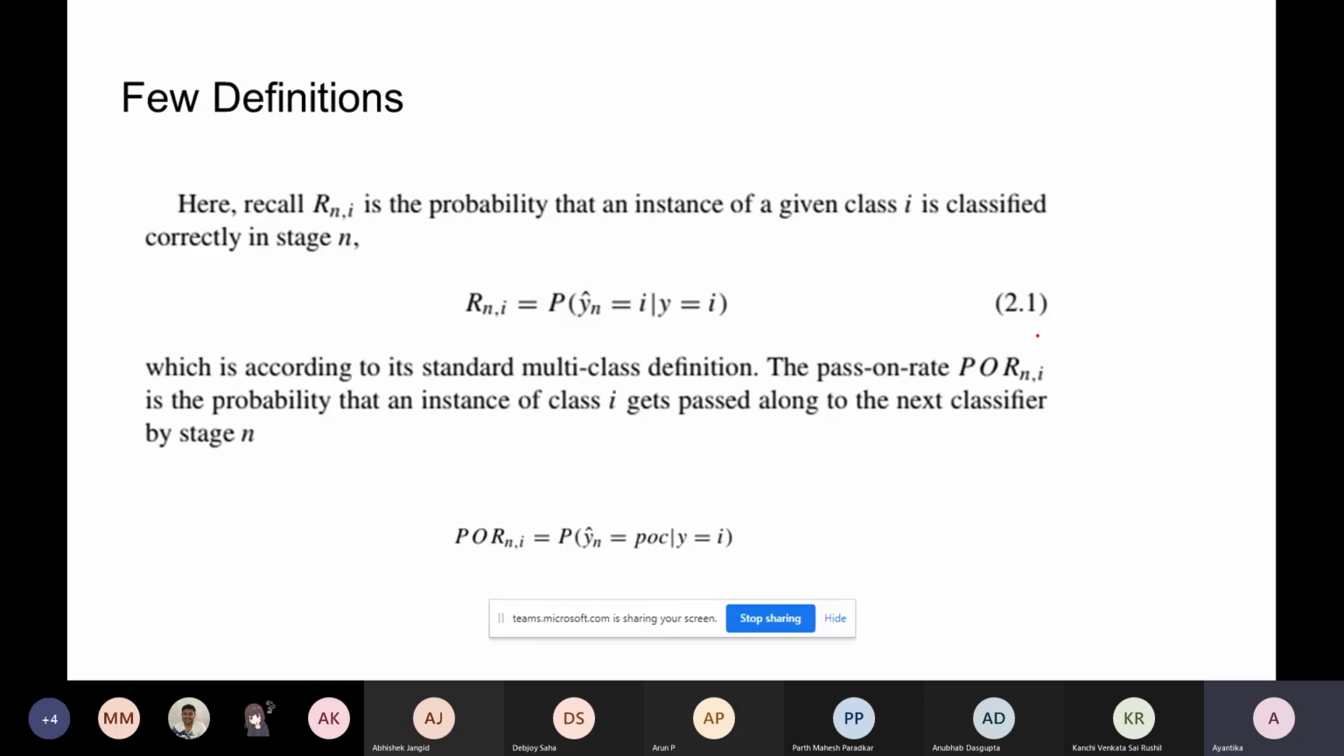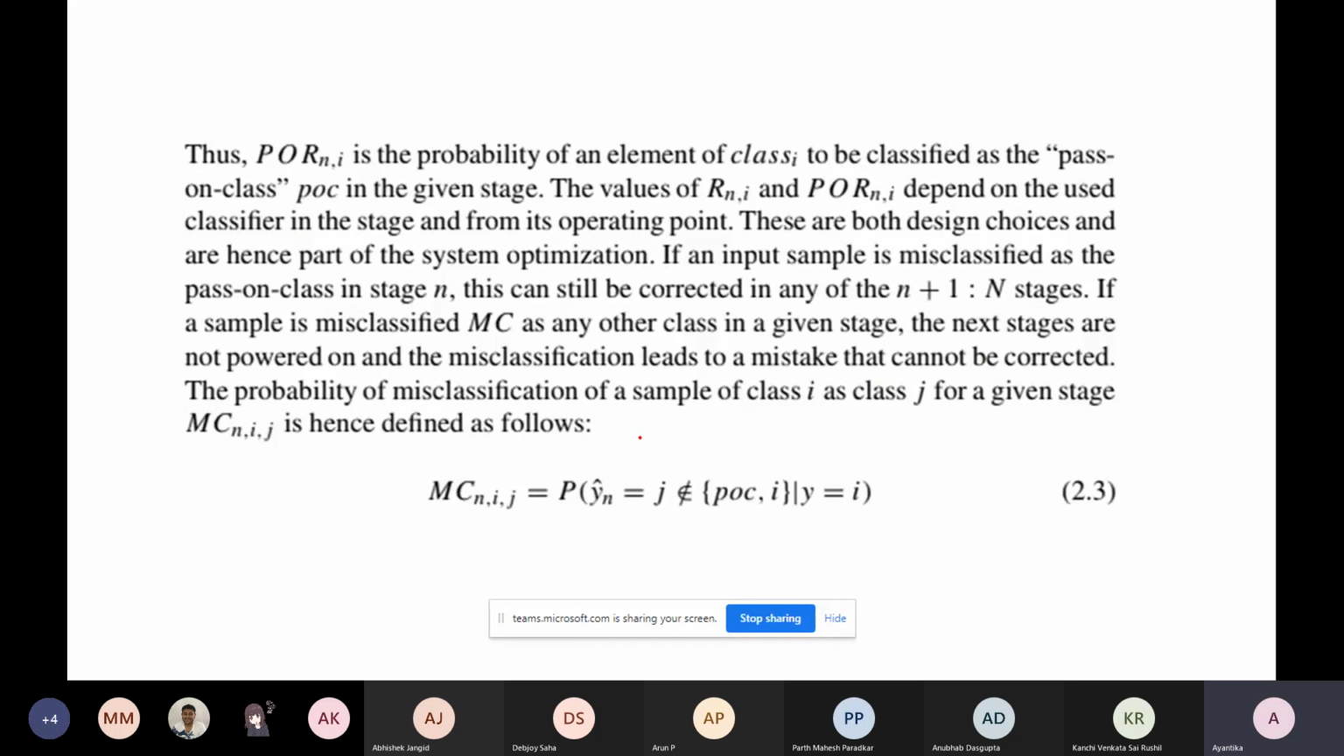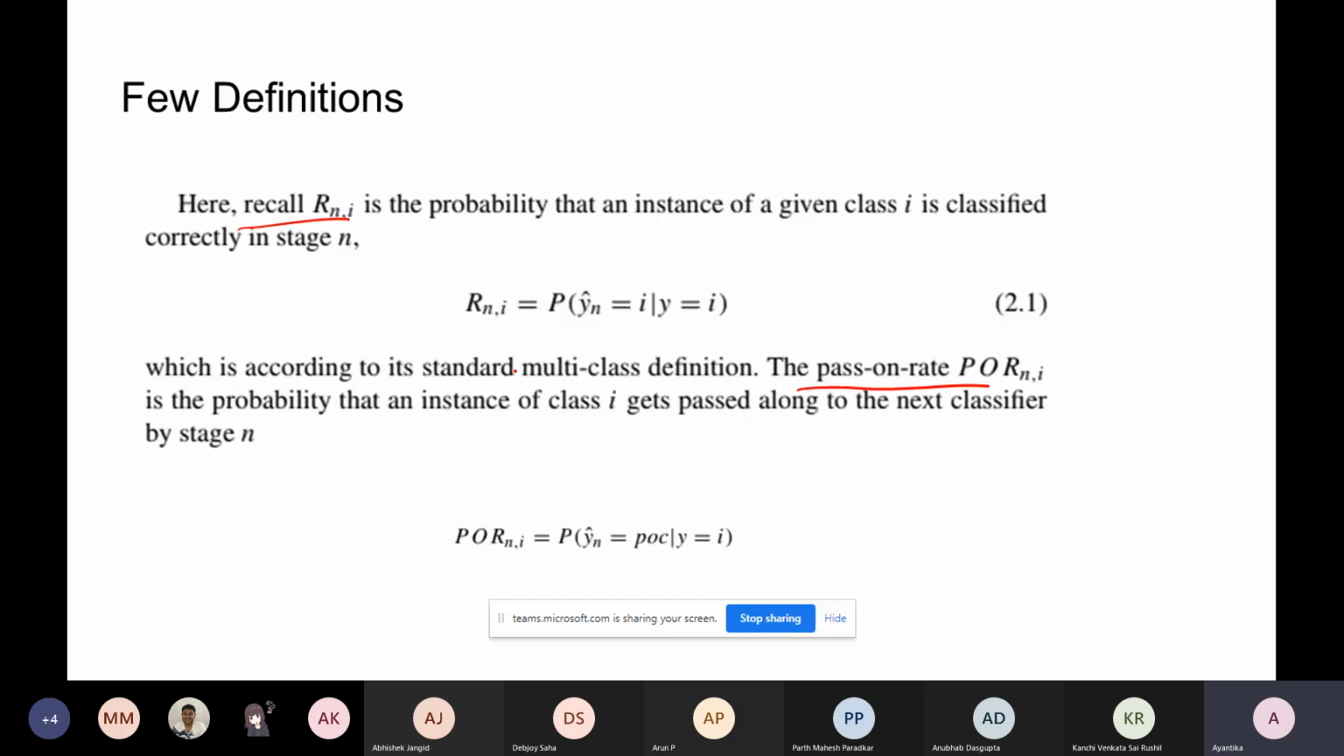These parameters are, first, recall; another is pass on rate; and another is the probability of misclassification. Maybe in general machine learning you have already learned recall and pass on rate. We will revisit these parameters once again, because we will map them with our data and then evaluate whether the hierarchy is okay to accept or not. So the first one is recall.